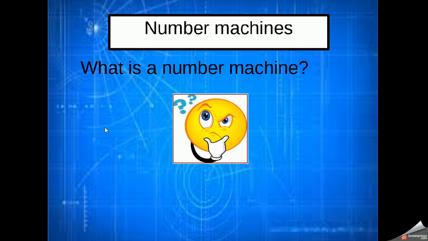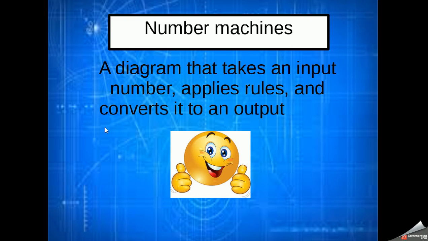What is a number machine? Well, it's simply a diagram that takes a number going in, an input, does certain rules to it, for instance it might add, multiply and so on, and then converts it into an output. It's simple enough when you look at them, and there's only one little rule you have to remember.